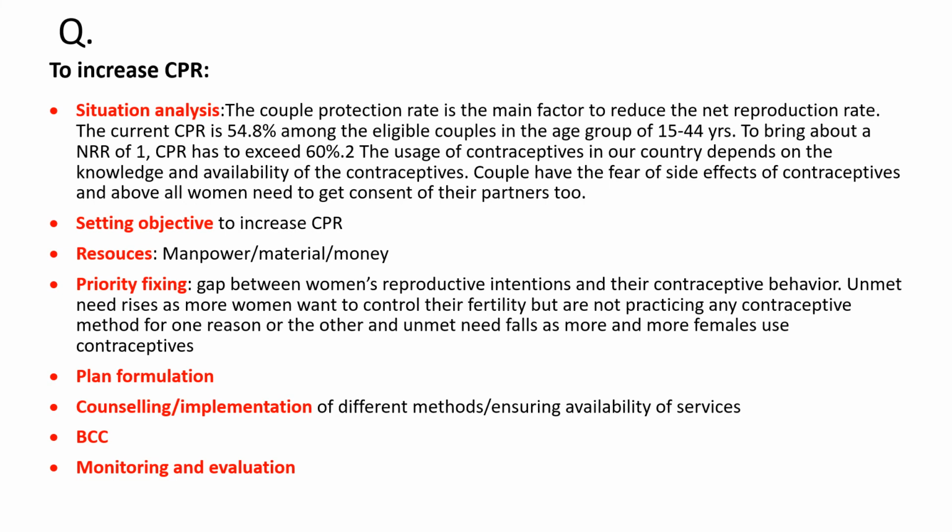And the resources that you will be talking about are basically 3 major resources, as manpower, material and money, and mentioning and building on those headings. And the priority fixing would be the gap between the woman's reproductive intentions and their contraceptive behavior. The unmet need rises as more women want to control their fertility but are not practicing any contraceptive method for one reason or the other. And the unmet need falls as more and more females use contraceptives. So then you have to mention your plan formulation, how you want to go about the counseling and implementation of different methods, the behavioral change communication aimed at improving the CPR, and how to monitor and evaluate.